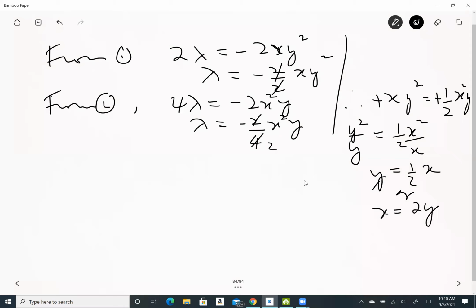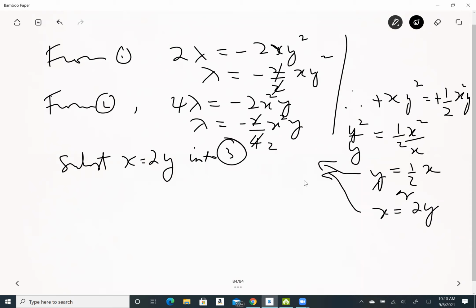So you can use either y in terms of x or x in terms of y. We substitute into number 3. So I substitute x equal to 2y into 3. If you substitute, you will get the optimum value as given in the book. You will get y equal to 5, x equal to 10. Of course, you do the work. That would be our solution.